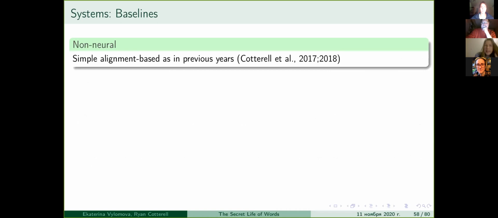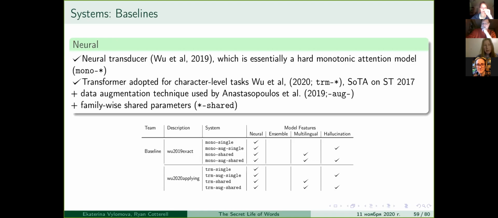For the systems, we provided several baselines. One of the baselines is just the typical non-neural baseline we use for all the shared tasks, which just does simple alignment between the lemma and the inflected form, and then for each slot, it basically takes the most popular transformation. And also some strong neural baselines, such as the neural transducer, which is essentially a monotonic attention model, and a transformer adapted for character-level tasks.